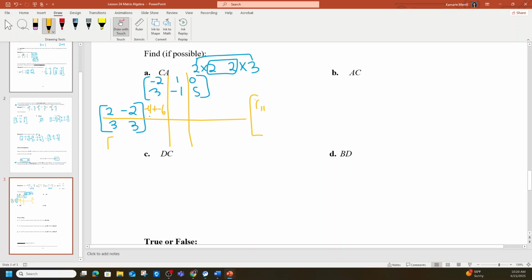So again, this is my row 1, column 1. This is my row 1, column 2. This is my row 1, column 3. This is my row 2, column 1. This is my row 2, column 2. And this is my row 2, column 3. Those are the vectors you times by as you guys are getting those spots. So I would have this be a -10.